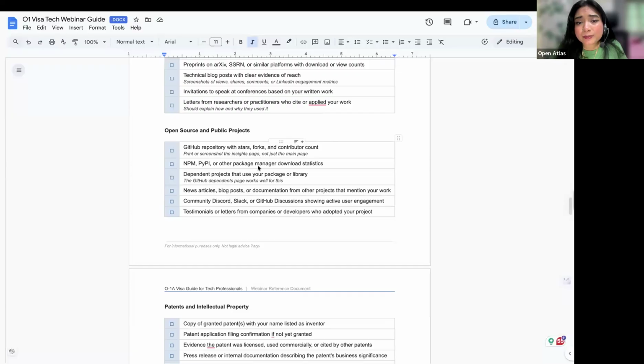Now, open source and public projects. There are many clients who come to me and say, see, I have done this work, Swati, but I did not earn money. This was a novel work that I did a long time back, and I really wanted to use this. A lot of people are using this particular technology, and it has bridged phase one and phase two, and it can be anything. So, GitHub repository with stars, forks, and contributor count. Print or screenshot the insights page, not just the main page. NPM, PyPI, or other package manager download statistics.